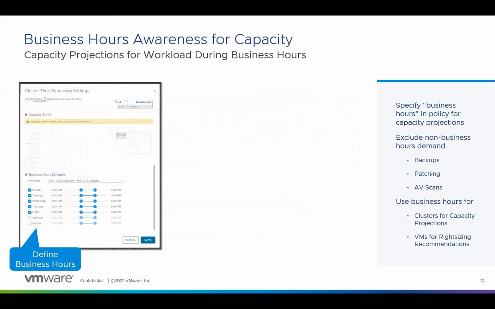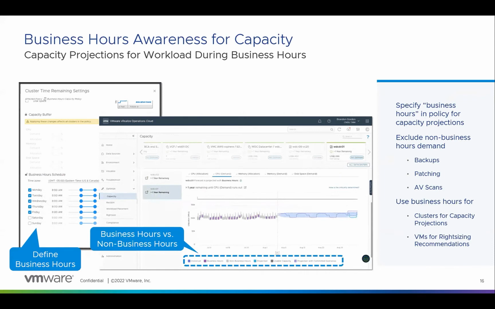The next thing we'll talk about from a capacity perspective is awareness for business hours. This now allows us to specify what the business hours are for the workload, so that you can define this. It's basically at the policy level. So you can see here in my screenshot, I'm doing 8 to 5 Monday through Friday.